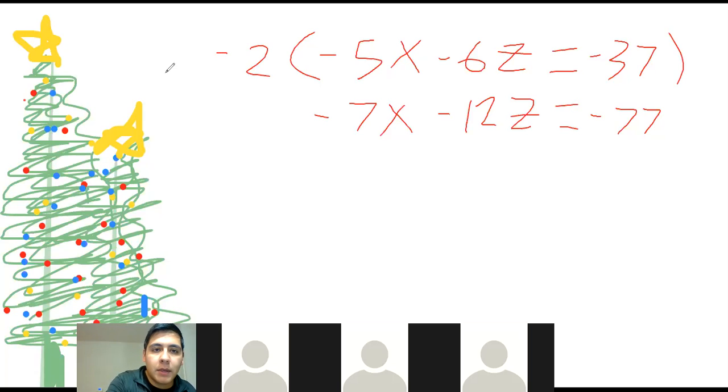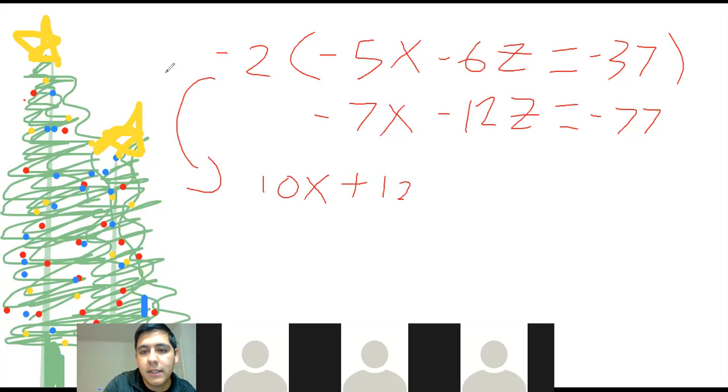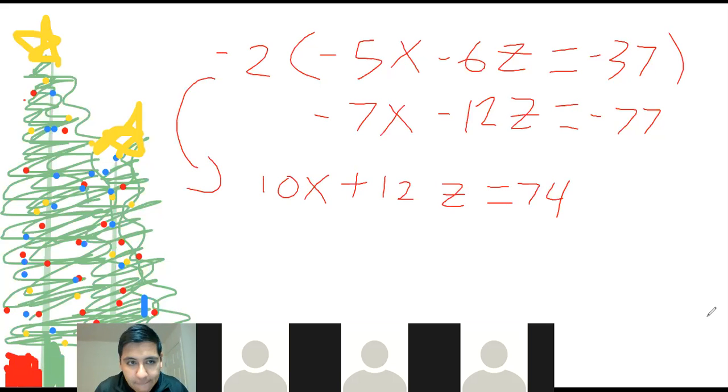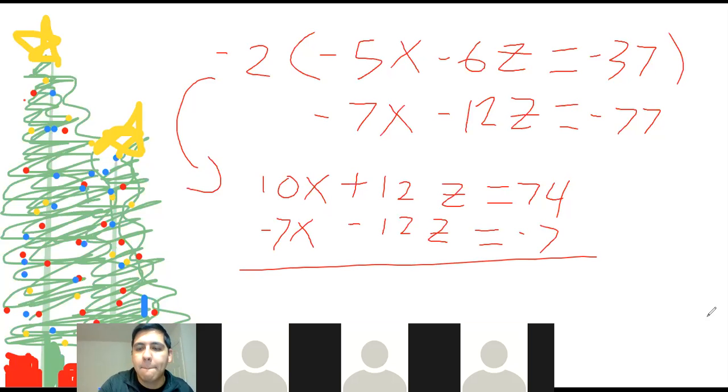So I'm going to write this down here. It's going to be negative 2 times negative 5 is positive 10x. Negative 2 times negative 6 is positive 12z. And negative 37 times negative 2 is going to be positive 74. Okay? Then I'm just rewriting the other equation down there. Okay? So good so far with that.